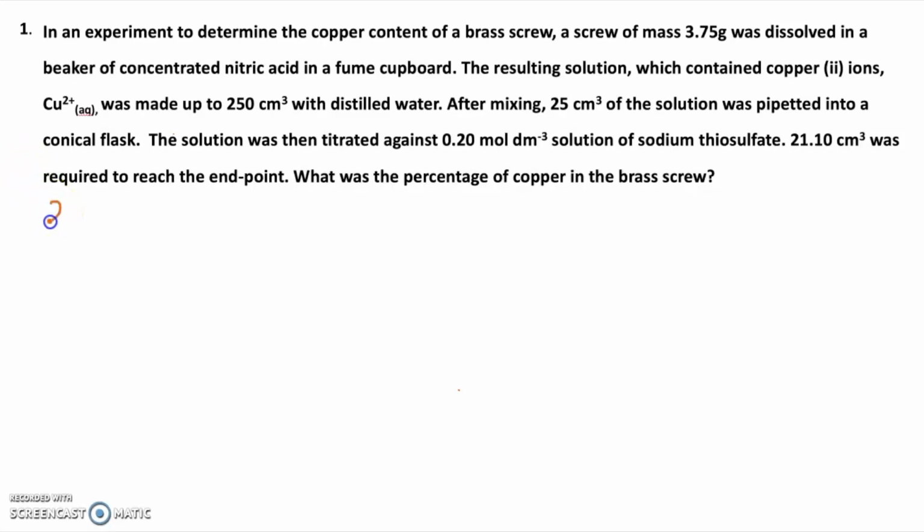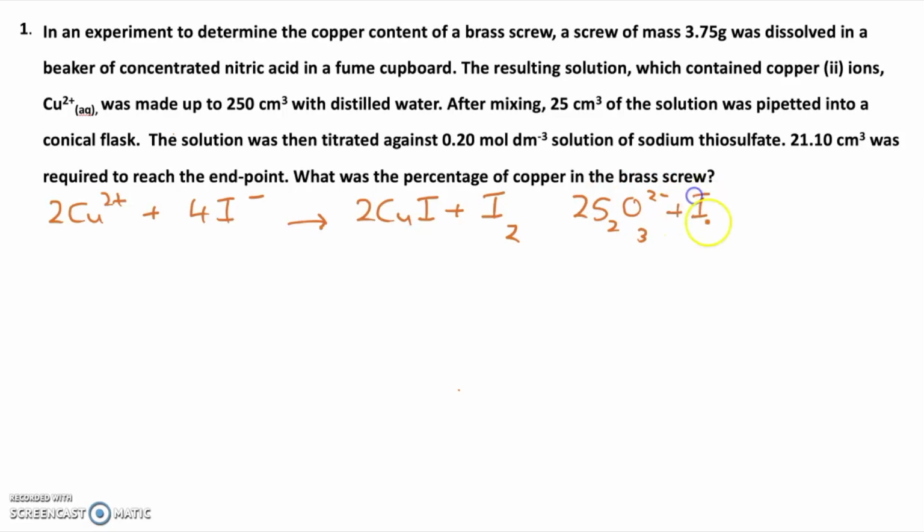So now let's go through the calculation step by step. So the first thing I need to do is write down my equation that shows the reaction that's taken place between Cu2+ and iodide ions. So it'll be 2Cu2+ + 4I- forms 2CuI + I2. And the thiosulfate will react with iodine as follows in the titration. So we'd have 2S2O3 2- + I2 forms S4O6 2- + 2I-.